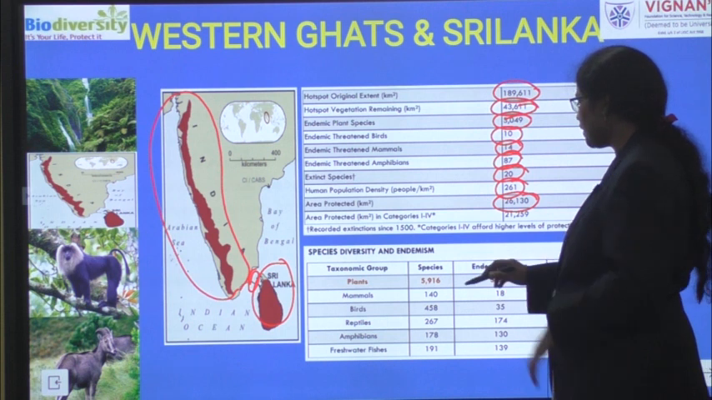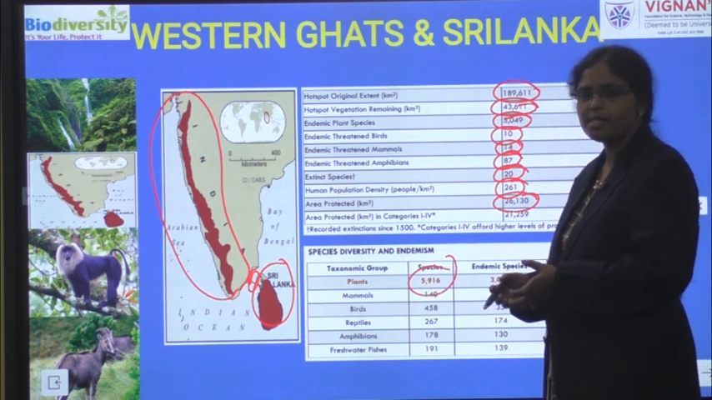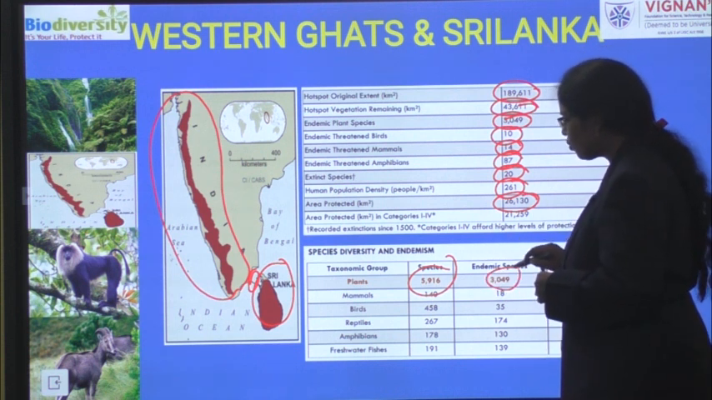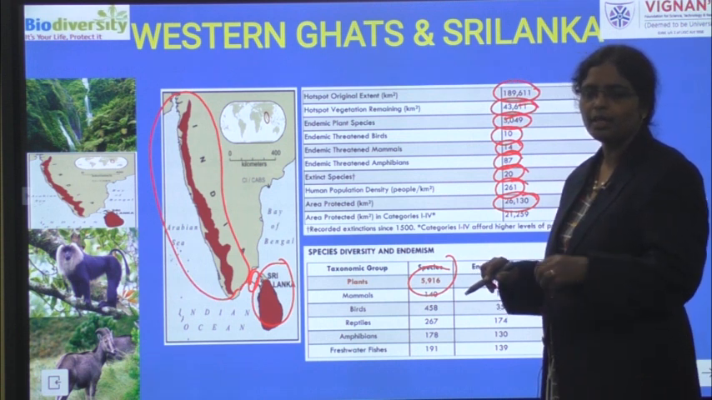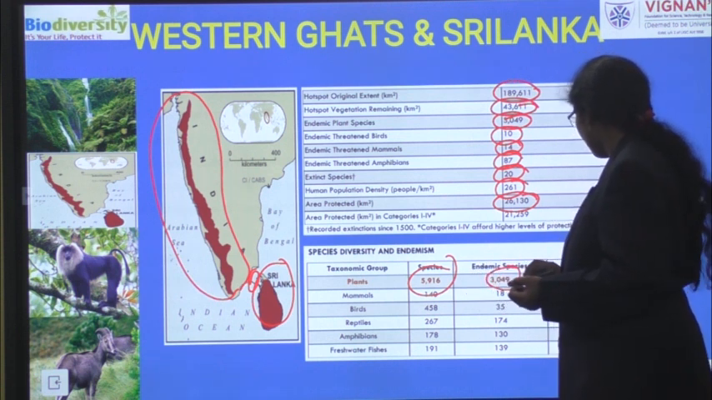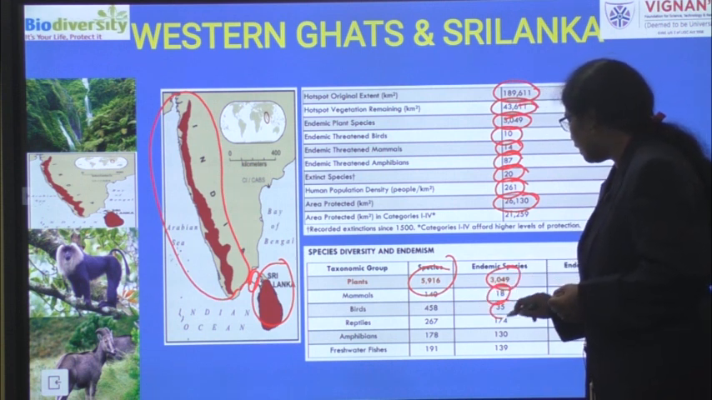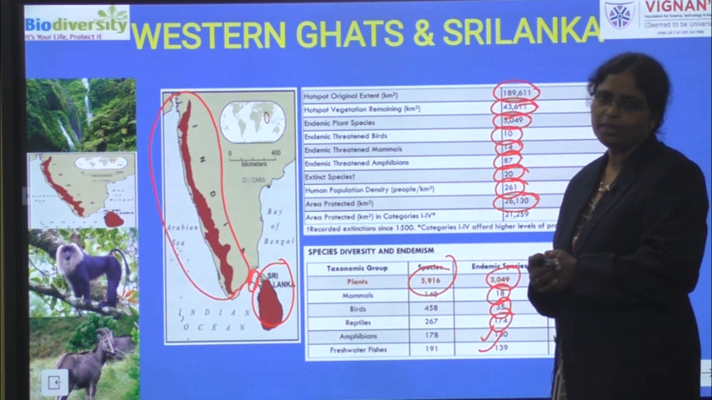If you see the species in this particular region, nearly 6,000 species of plants are available. In that, nearly 3,000 species are endemic. That means they are native to that particular region, they are not present elsewhere. And again, mammals are 18 species, birds 35, reptiles 174, amphibians 130, and freshwater fishes 139.